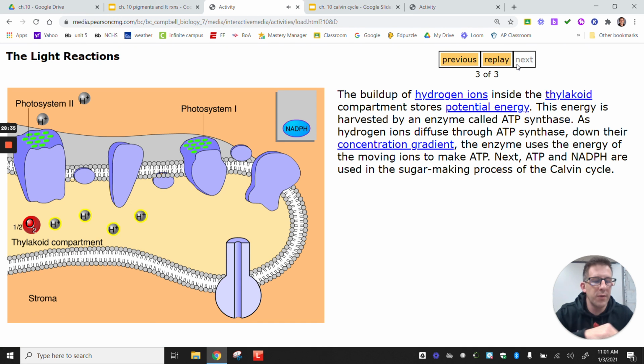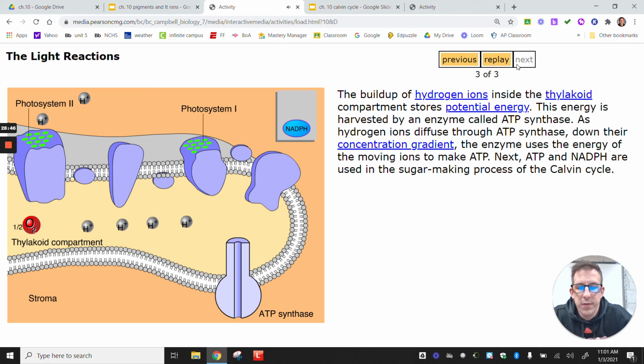The buildup of hydrogen ions inside the thylakoid compartment stores potential energy. This energy is harvested by an enzyme called ATP synthase. As hydrogen ions diffuse through ATP synthase down their concentration gradient, the enzyme uses the energy of the moving ions to make ATP. Next, ATP and NADPH are used in the sugar-making process of the Calvin cycle.